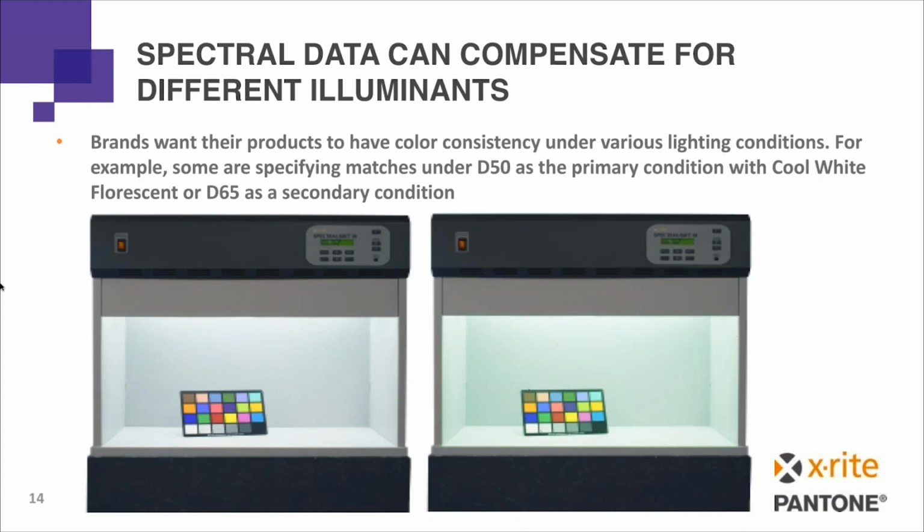So they may not have them match under D50, but as soon as they hit the store lighting, now the label on the bottle doesn't match the box that the bottle's in. They want to make sure they match. So a lot of brand owners are now specifying this, and you need to be able to match that. That's not something LAB by itself can do. Spectral data is more desirable because it can be repurposed for different lighting conditions.